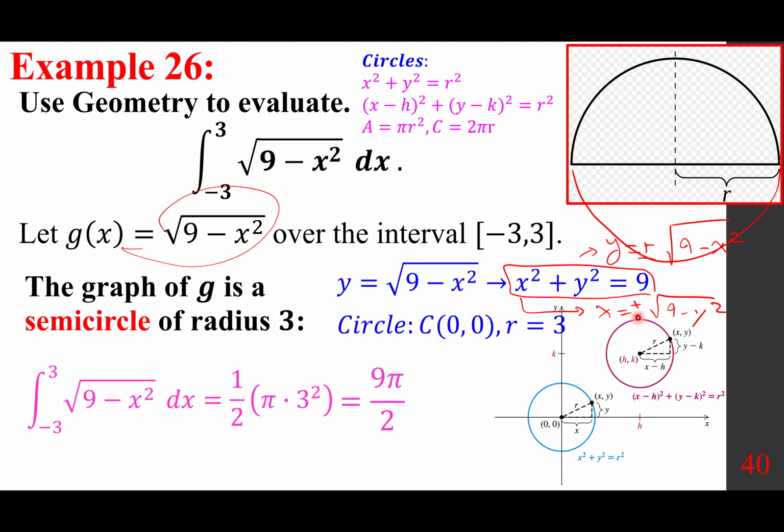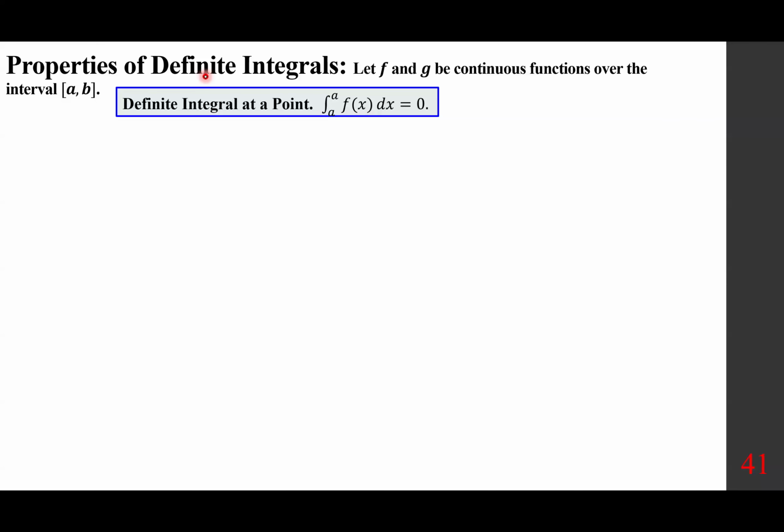That should be pretty straightforward. So geometry is helpful. Now, properties of definite integrals. Let f and g be continuous functions over the interval of a to b. If you have the integral from a to a of f of x dx, it becomes 0.